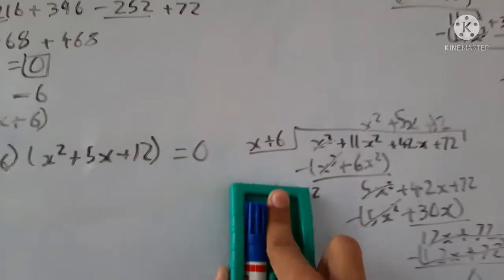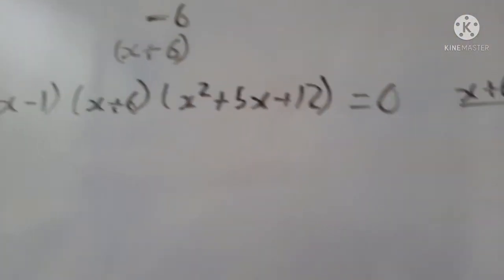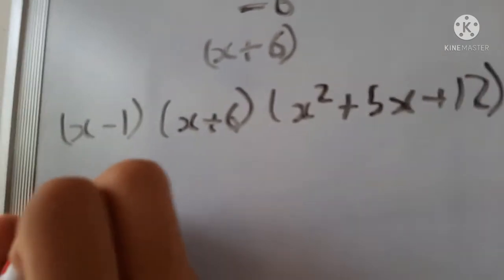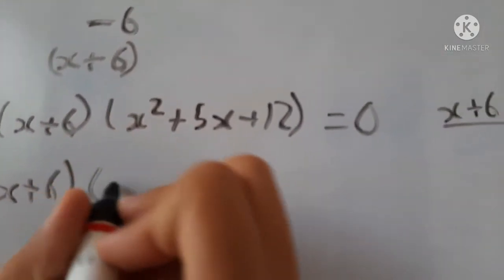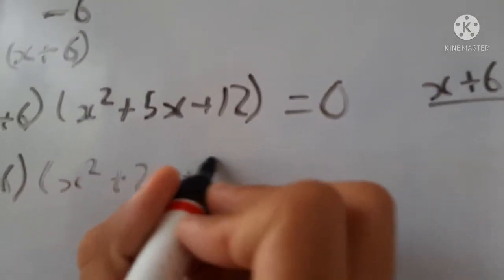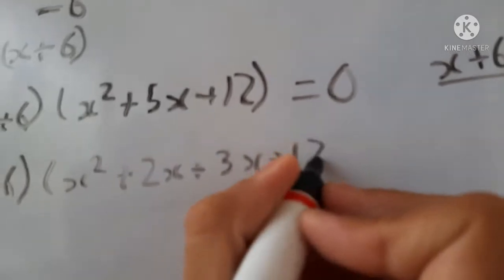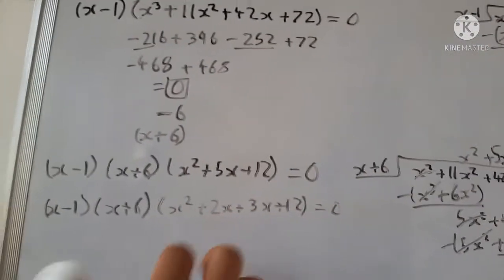So, I'm going to rub this one out, because it is right in the middle of the place. I'm going to do the calculations. The rough things should be done on the right hand side, but apparently I can't do that. So x minus 1 times x plus 6 should be x squared, and you distribute, 2x plus 3x plus 12, and this is equal to 0. And now you factor these by grouping.